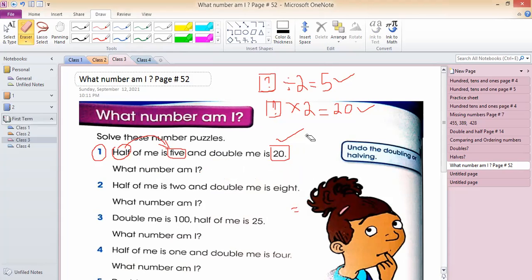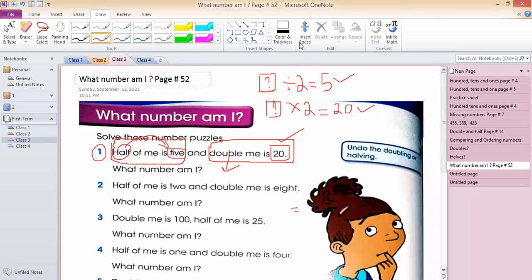No, you don't need to multiply 10 by 2. Look, Sharif, first you have to understand the question. The question is saying half of me is 5 and double of me is 20. What number am I? The easy way to find out is to use the inverse. You can inverse either statement and you will find the answer. Instead of finding half, if you find the double of 5, you will get the number. And instead of finding double, if you find half of 20, you will get the number.